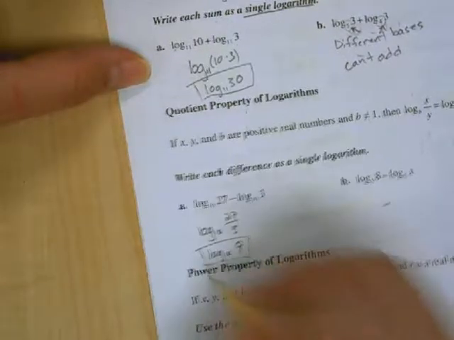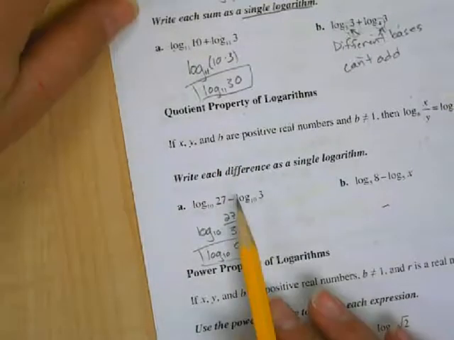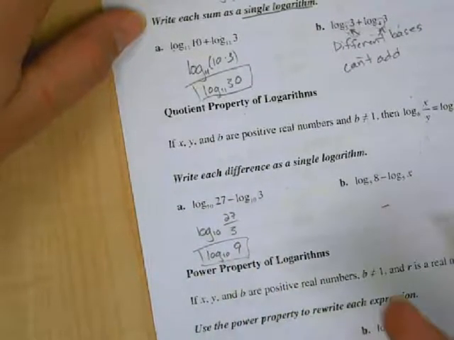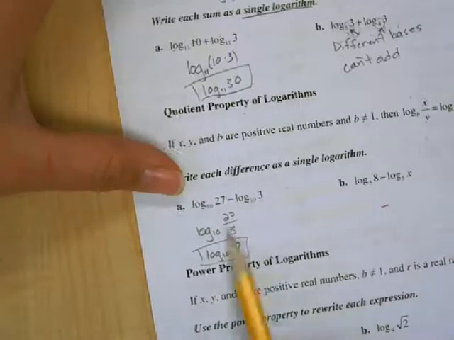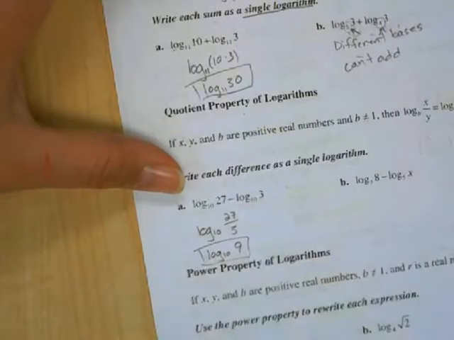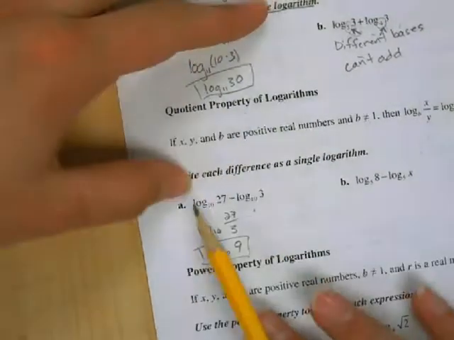Now I do want to note that whichever one is listed first must go on top. Whichever one has the minus has to go on bottom. You can't just switch the order to make it nicer for you. If you end up with a fraction, you just leave the fraction. You simplify it as much as you can. So it's got to be the first one on top and the second one listed on bottom if you're subtracting.